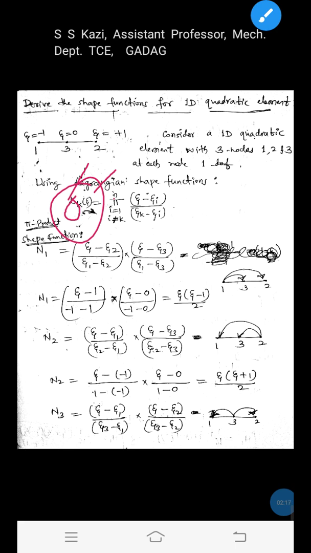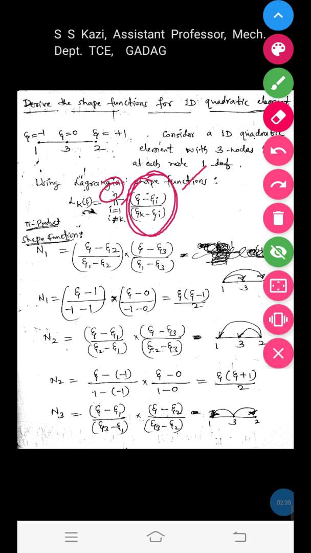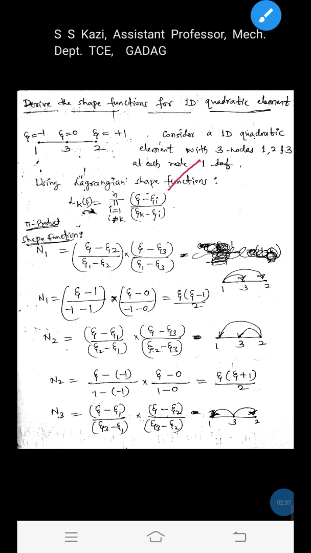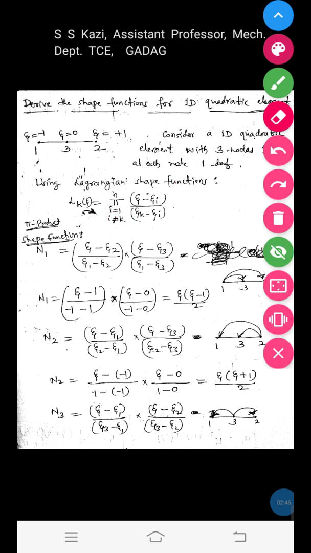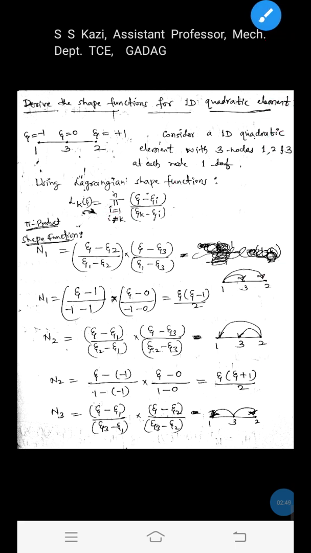Okay, it is equal to the product of this ratio, from the limit i equal to 1 to n. The product of this ratio will give the shape function at that particular node number, and it is given by the ratio zeta minus zeta i divided by zeta k minus zeta i, where i ranges from 1 to n, but i is not equal to k. Okay, let us proceed to the shape function derivation.